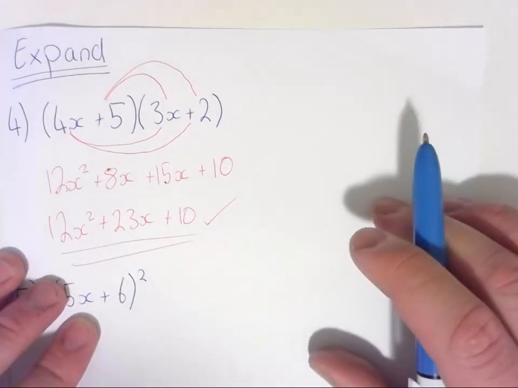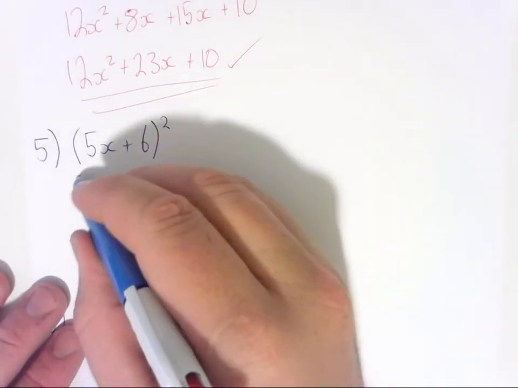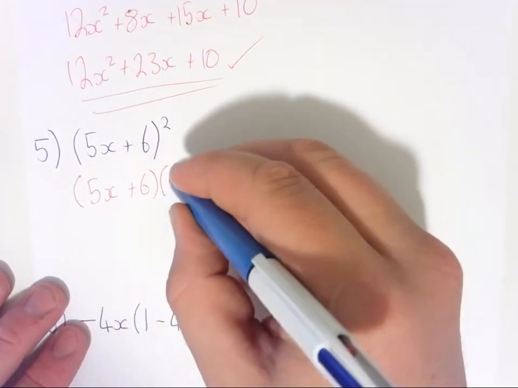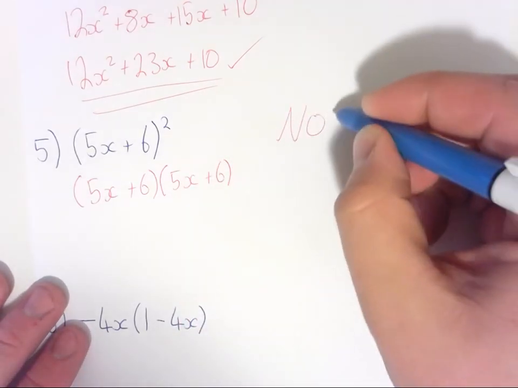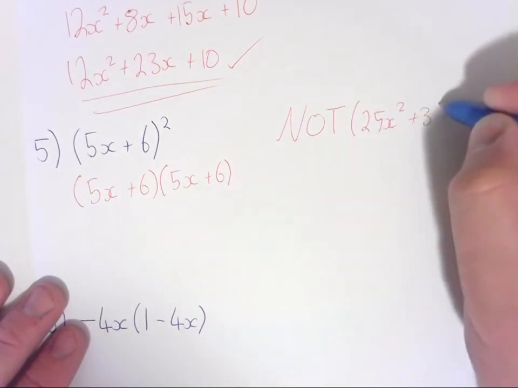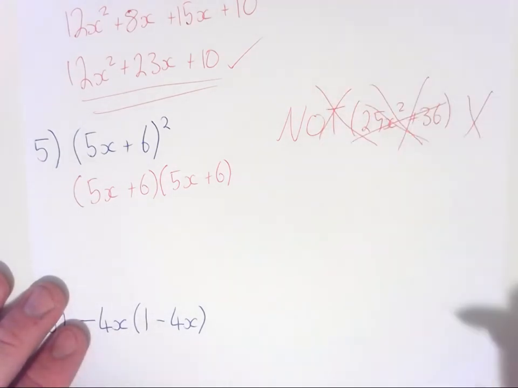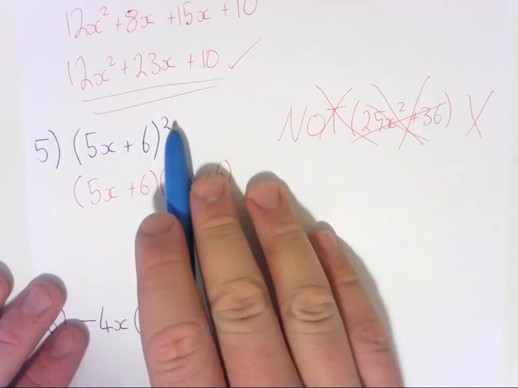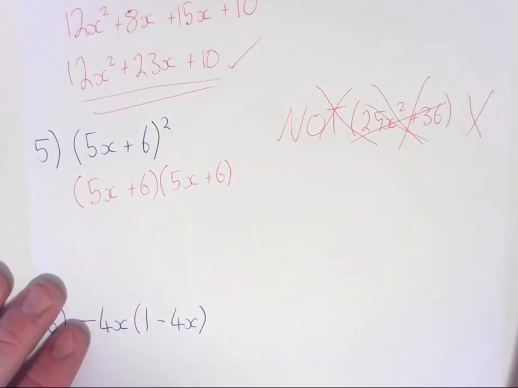Final answer there. Next one, similar sort of one to before, but remember, this becomes 5x plus 6 multiplied by itself. That's what squared means. It is not 25x squared plus 36. No, don't do it. This is not what it is. We must do it like this. This whole bracket is squared, hence we have to multiply everything by itself.